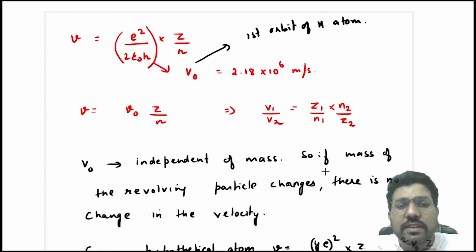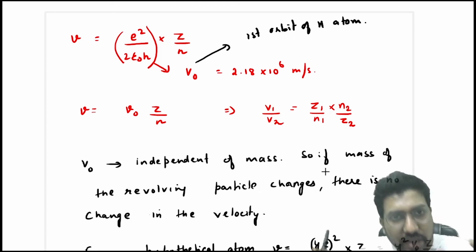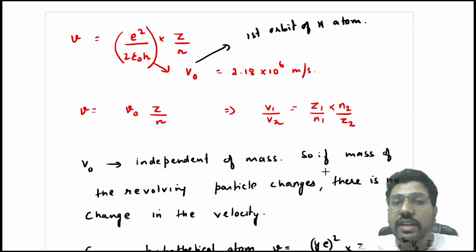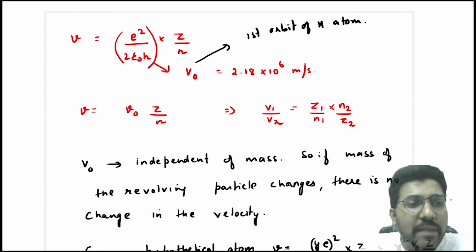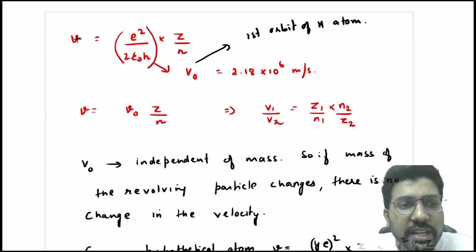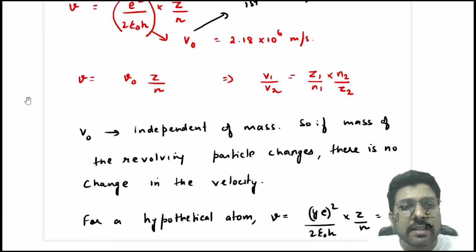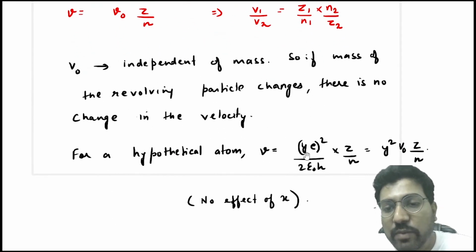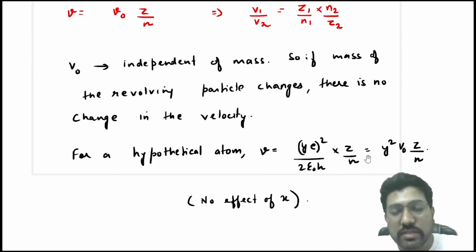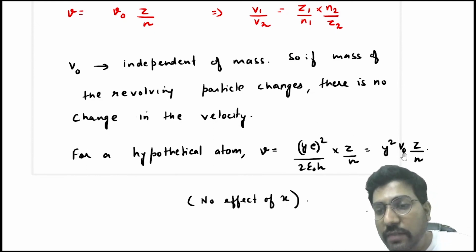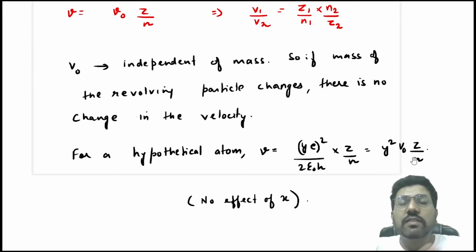So if the mass of the revolving particle changes, even then there will be no change in the velocity of the revolving particle. There will be no change in the value of velocity in any orbit if you change the mass. So for a hypothetical atom, this time you will only change this e square with ye whole square, that is y square. Mx will not come here. So the velocity of the hypothetical atom will be y square times the original velocity, so y square times V naught into Z by N. This is the velocity of the electron in the nth orbit of a hydrogen like atom.